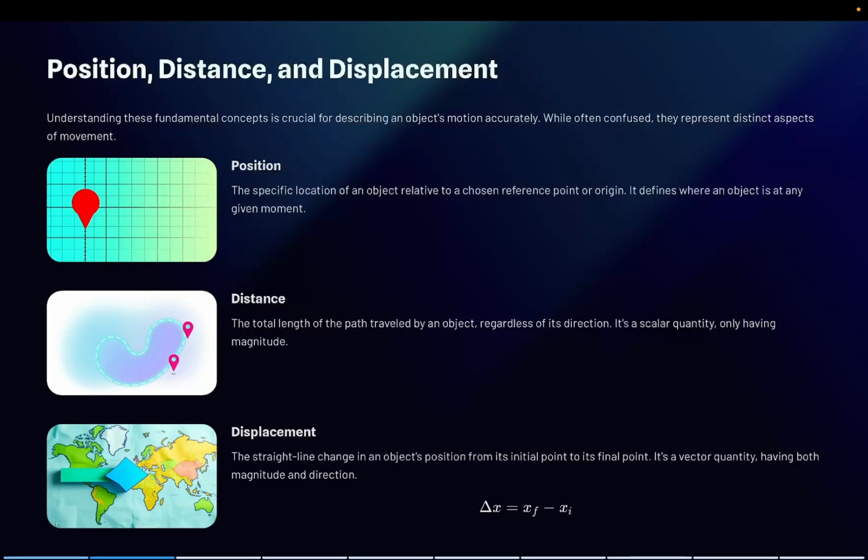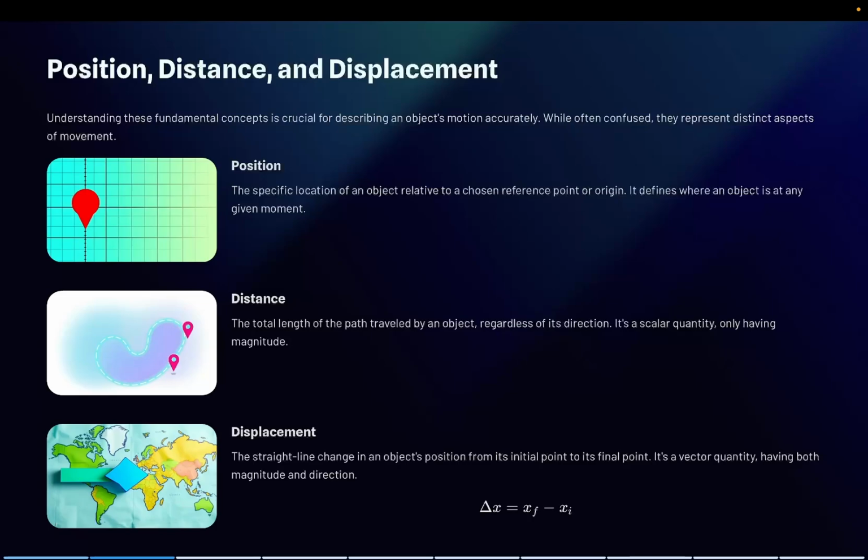So what is distance? Distance is the total length of a path traveled by an object, regardless of its direction. It's a scalar quantity. That means if it's scalar, it only has magnitude, no direction. Displacement is the straight line change in an object's position from its initial point to its final point. And it's a vector quantity. That means it has magnitude and direction.